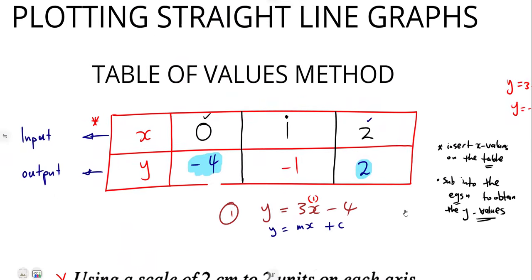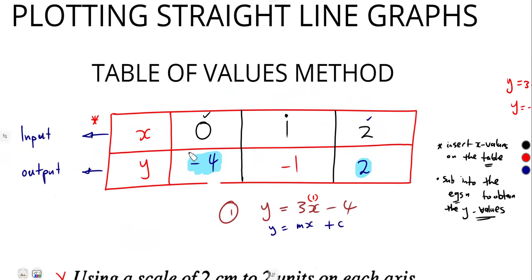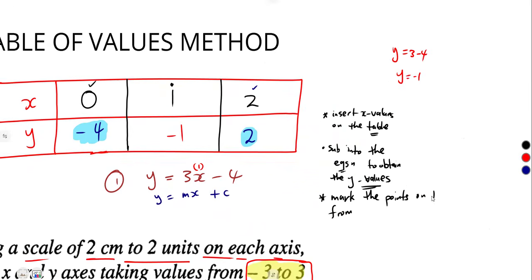All right. Anyways, this is your table. After this table, you use those points as they are on the table, the input to the output as they represent x and y. So you mark the points from the table. We're supposed to mark the points on the graph. So you're going to mark them on the graph, these points from the table of values.